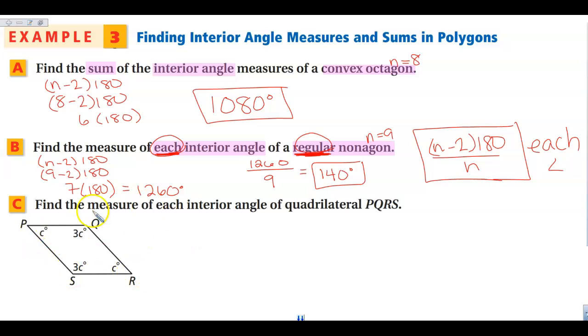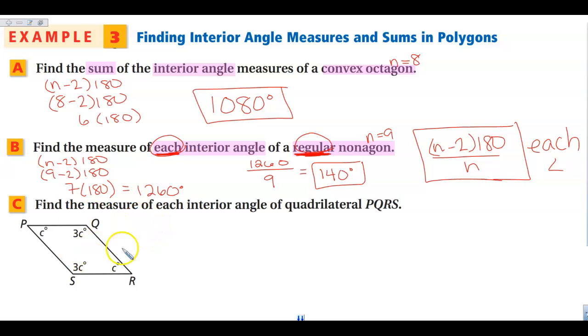Let's take a look at part C. Okay, I'm given a figure and I'm given expressions for each angle measure. So the first thing I need to do when I have a problem like this is figure out how many total degrees are in my figure. Now, it's a quadrilateral, so you may already be able to jump to, oh, I know that it has 360. If you cannot jump there, and with some of the more frequent ones, you will start naturally memorizing how many degrees are in them.